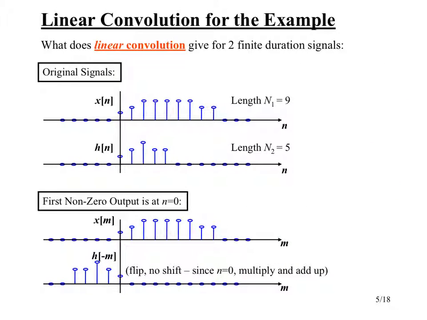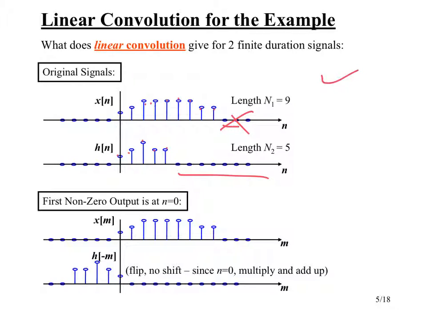So let's first look at what linear convolution does. So here's two original signals, and here we're actually allowing them to have a few zeros at the end. So we have x1, which is length 9, so that's 1, 2, 3, 4, 5, 6, 7, 8, 9. So we're not including the zeros at the end of that one. H is a length 5, 1, 2, 3, 4, 5.